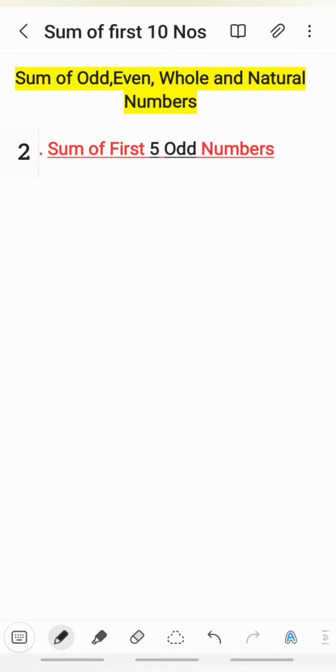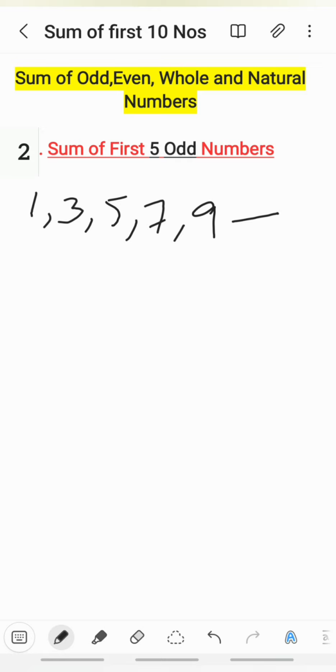So second, what will be the sum of the first five odd numbers? This is also an important method, to solve the sum of odd numbers. Usually it is given by the examiner in exams. So the first five odd numbers are 1, 3, 5, 7 and 9. These are the first five odd numbers.